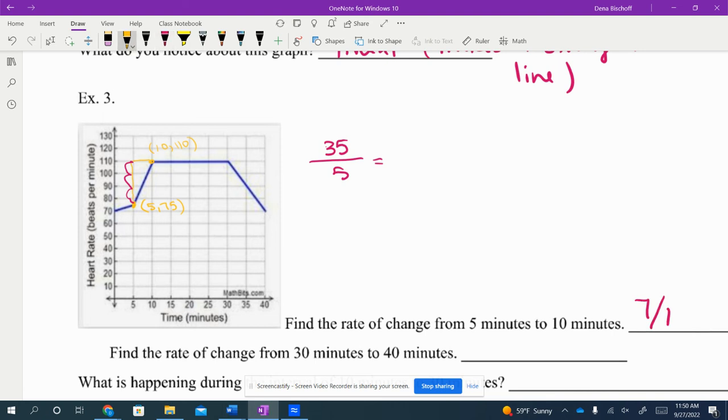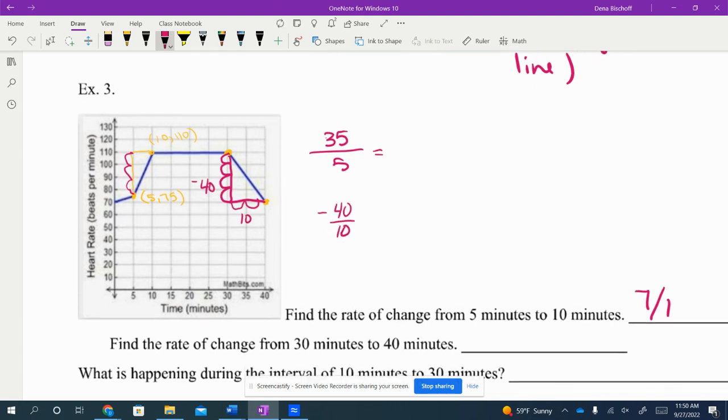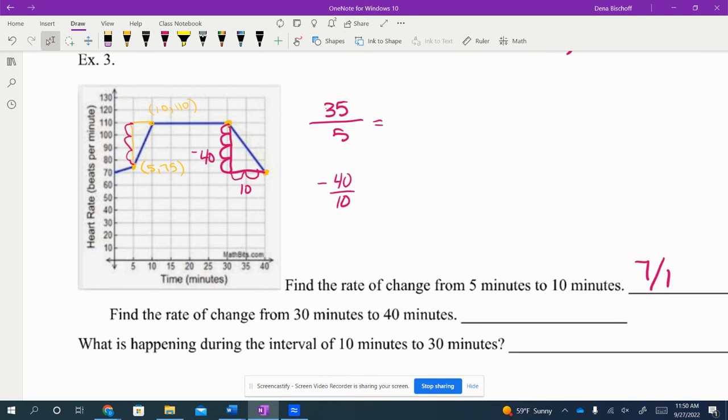Okay. Let's look at our rate of change from 30 minutes to 40 minutes. First of all, is that line going up or going down? It's going down, so it's going to be negative. I go down 10, 20, 30, 40. Because it's going down, I mark it as negative, and I go over 5, 10. So negative 40 over 10 reduces to what? Yeah, negative 4 over 1.